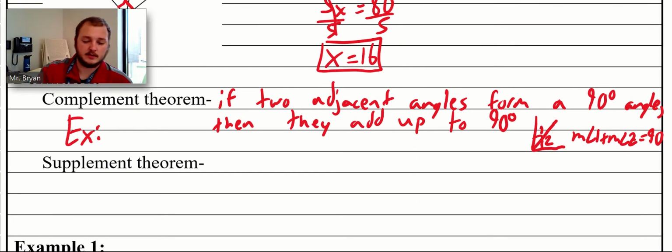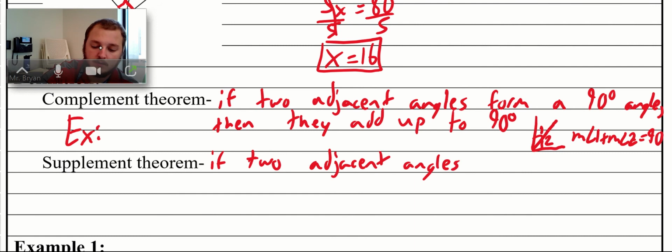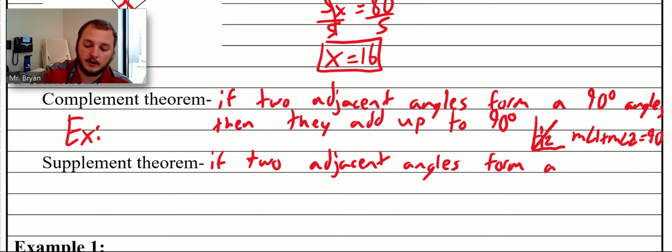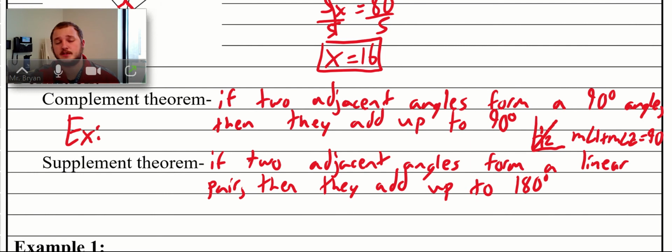We could say, if two adjacent angles form, and if we remember our term for this, two angles that are right next to each other on the same line, that's what we call a linear pair. So if they form what we call a linear pair, then they add up to 180 degrees. And like I said, we've done this before. It's the supplement theorem. These are supplementary, which means they add up to 180 degrees.